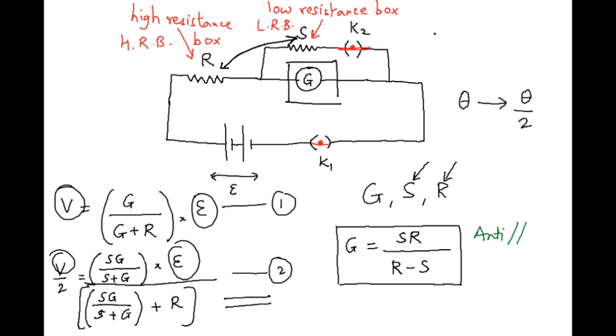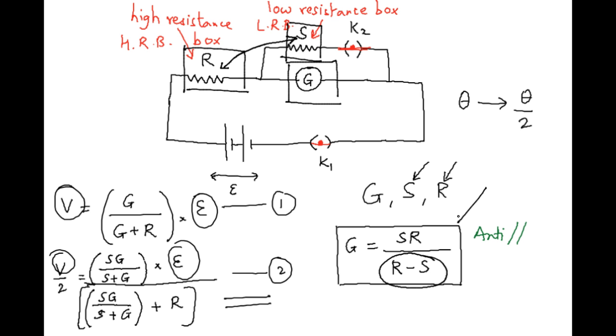So if S were to be in parallel with R, then it would have been SR upon R plus S, but as a mnemonic I'm using the term anti-parallel. Please don't use it actually in other places, but since it's an anti-parallel combination, it's not R plus S in the denominator, it's R minus S, and since the series resistance R comes from the high resistance box, it's going to be larger than the low resistance box resistance S. So R comes first and S comes later.